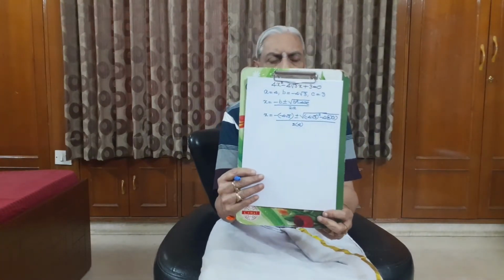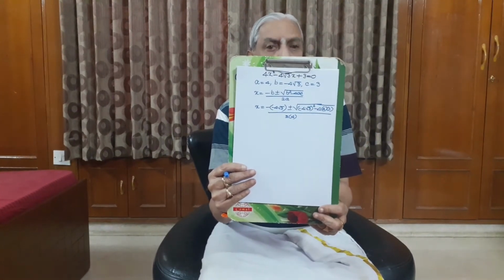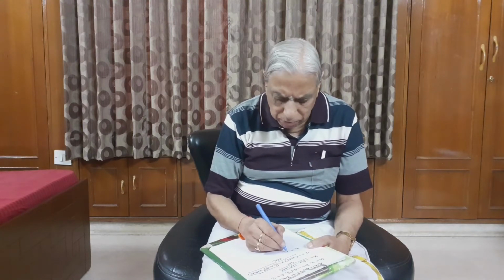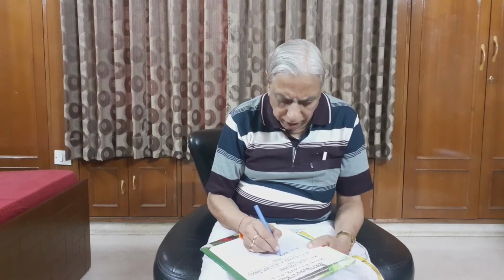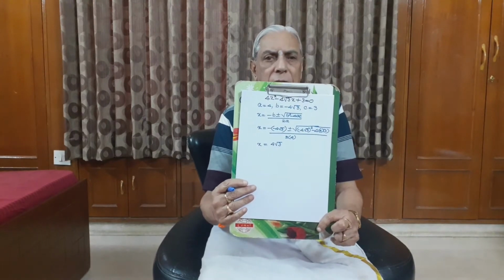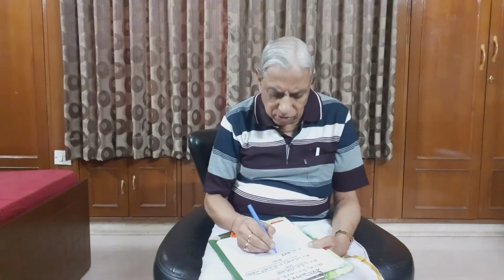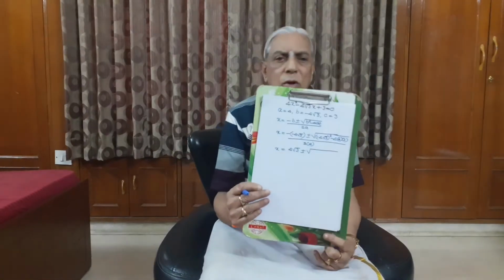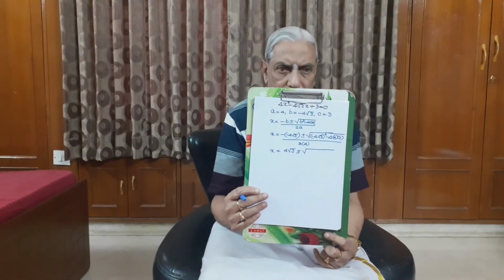The value of A is 4, so 2 into 4. Okay sir. Then be careful while simplifying here. X is equal to minus of minus means plus. It becomes 4 root 3. Very important. X is equal to 4 root 3, then plus or minus the square root of, what is B square? Here it is important: minus 4 root 3 the whole square.